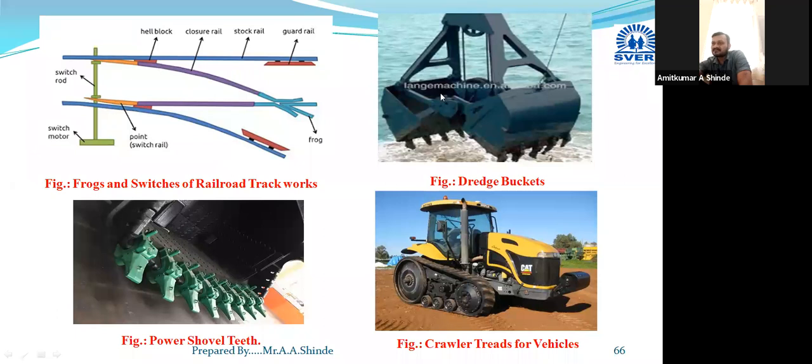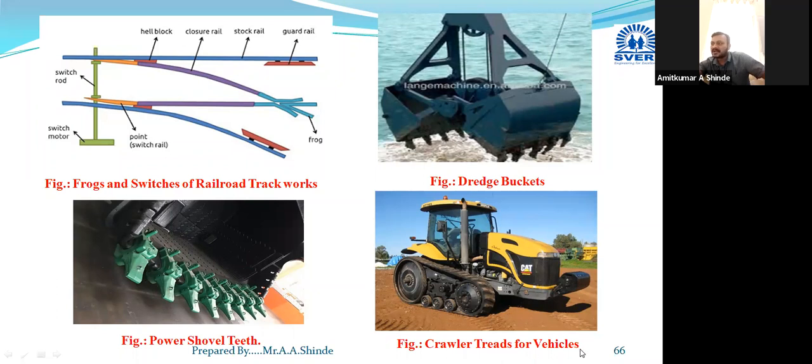Then these dredge buckets. Your excavators, JCBs or poclains have these dredge buckets. These are manufactured with the help of Hadfield steel, or manganese steel, or mangalloys. These buckets have power shovel teeth, which require hardness and strength. These are power shovel teeth.